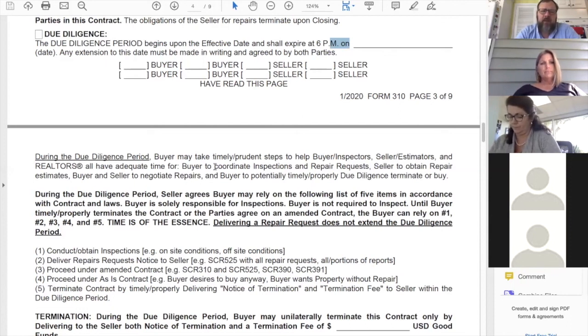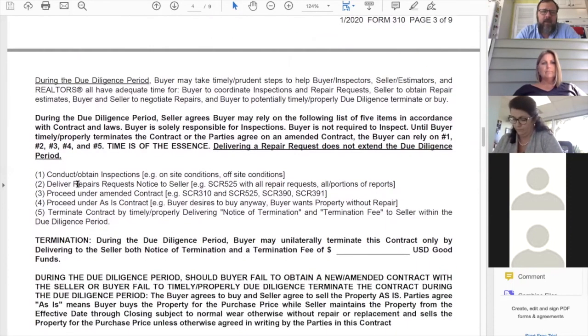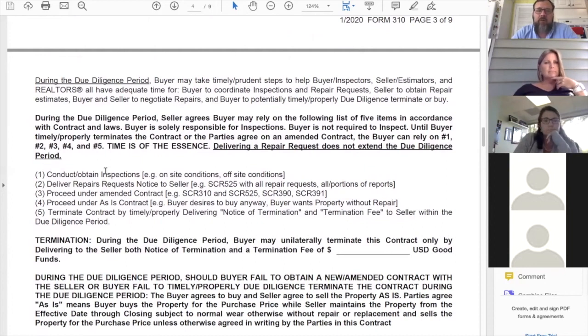And then during that time, they have one of these 5 things that'll happen by that date. They're going to have the inspection done. They're then going to deliver any repair requests should they want to ask for repairs. They can then proceed under the contract using this form or using a repair addendum with repairs you've agreed upon, or they purchase the contract as is, or they terminate it.